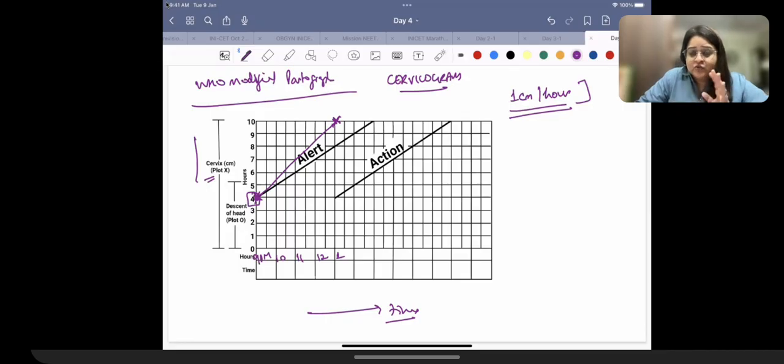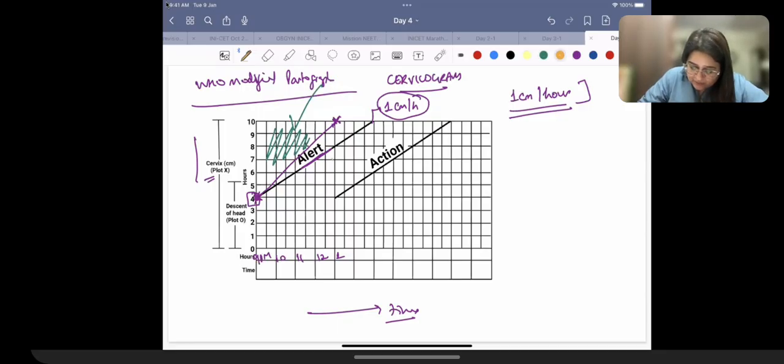So anything to the left of the alert line. So there's this line called the alert line. This alert line is plotted at the rate of 1 centimeter per hour. Anything which is falling to the left of the alert line, I am happy because this means cervical dilatation is progressing normally.